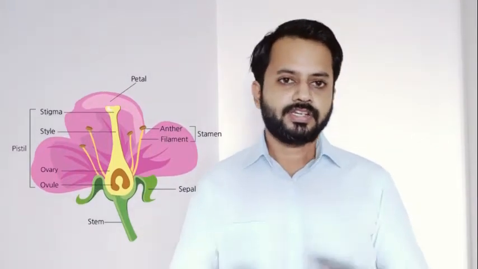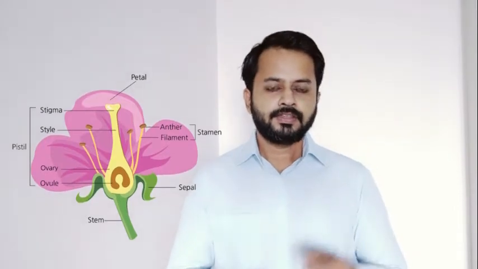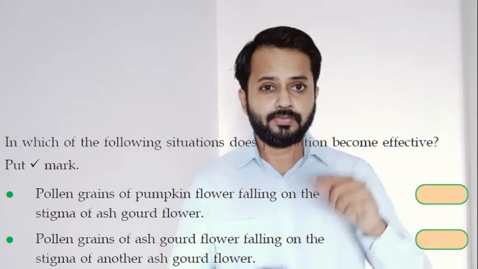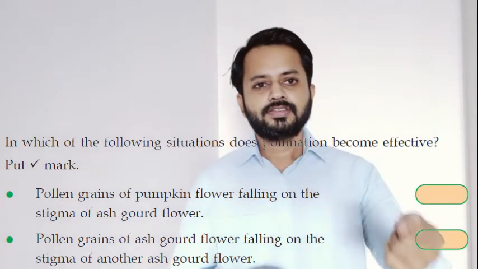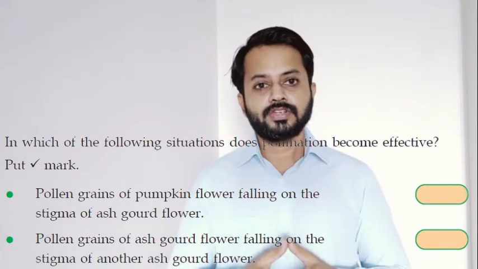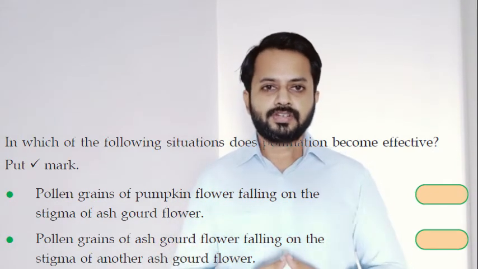Next, we are going to check the journey of pollen grains. Just think, if pollen grains of a pumpkin flower fall on the stigma of the ascot flower, is there any chance of fertilization or formation of seeds or fruits? Another scenario: if the pollen grains of a pumpkin flower fall on the stigma of the pumpkin flower itself, in which situation will the fertilization take place?